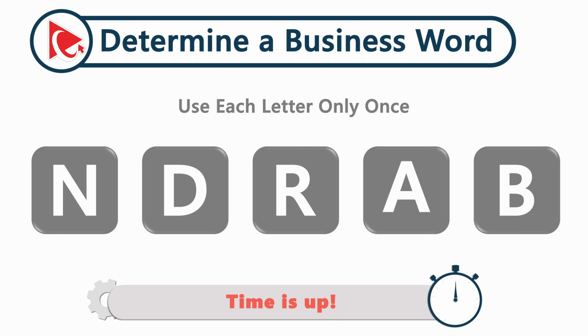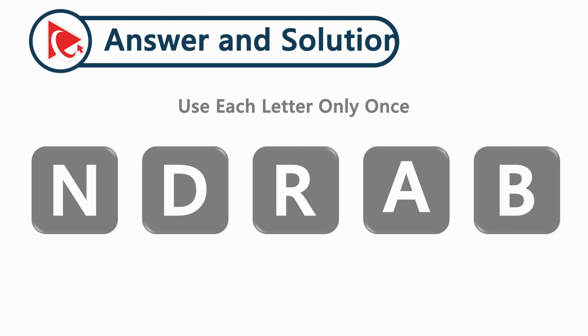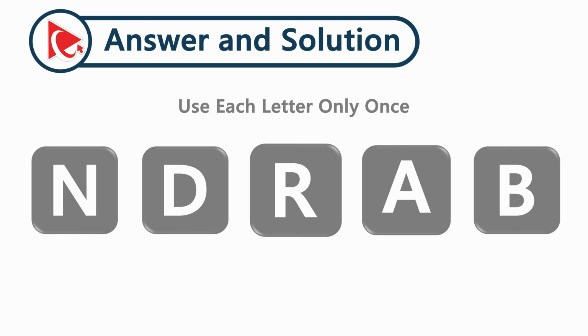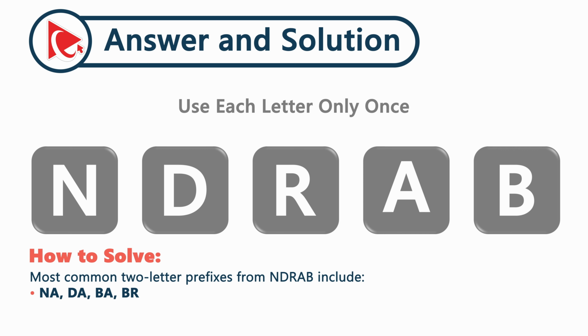Time's up. Do you have your answer ready? To solve this challenge, let's first look at the combinations of letters N, D, R, A, B. The best way to solve this question is to identify most common 2-letter prefixes and then try to determine the entire word by looking at the remaining 3 letters. Most common 2-letter word starters are NA, DA, BA, and BR.